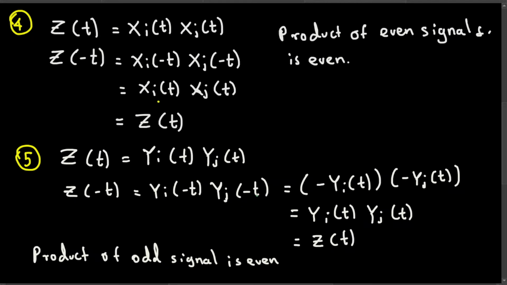And for yj of negative t, you will get minus yj of t. That's the one we are getting right here. And when you multiply, minus minus cancels, because when you multiply two negative numbers, that becomes positive. So you get yi of t, yj of t, and that's equal to this z of t. So when you substitute minus t and you get the one with positive t without any negative sign, that's an even signal. So product of odd signals is even as well.